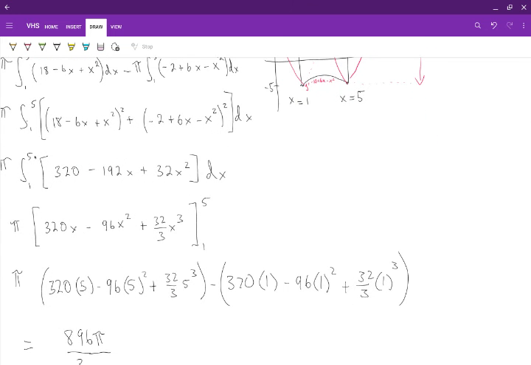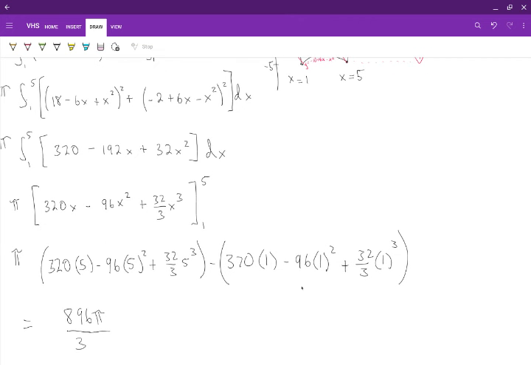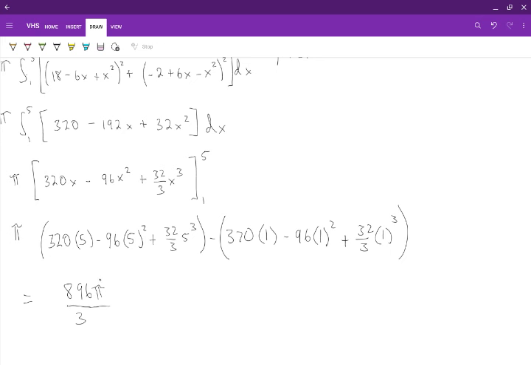And then I just integrated from 1 to 5. Here I actually integrated it: 320x, 192x is 96x squared, 32x squared is 32 over 3 x to the third. Now I'm evaluating the integral from 1 to 5. I've evaluated it at 5, evaluated it at 1. And so apparently here is our volume, 196 pi over 3.